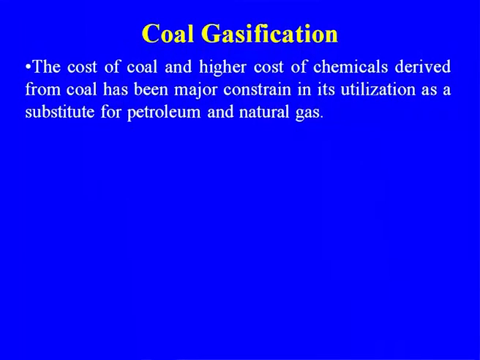In coal gasification, the cost of the coal and higher cost of the chemicals derived from the coal has been a major constraint in its utilization as a substitute for petroleum and natural gas, because the synthesis gas which you are getting from naphtha or natural gas is much cheaper. Even if you compare the cost of production of fertilizer plants based on coal and fertilizer plants based on natural gas, the cost is more in case of coal than natural gas. It is in descending order: if you take natural gas, then naphtha, then coal. So much higher cost of production is there in case of coal, and especially in Indian conditions because of the high ash content, that is also one of the reasons for the high cost.